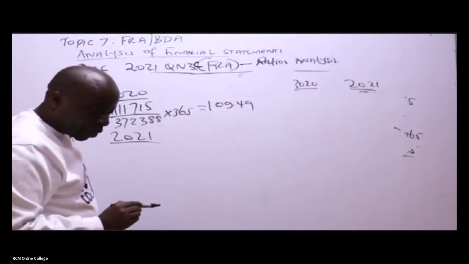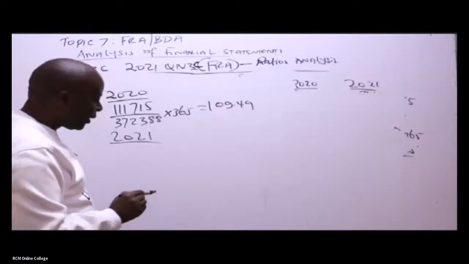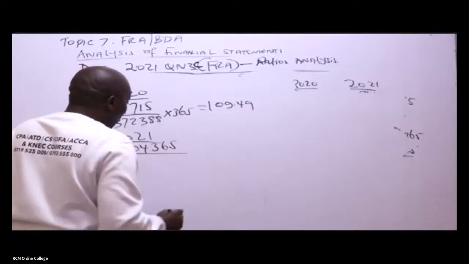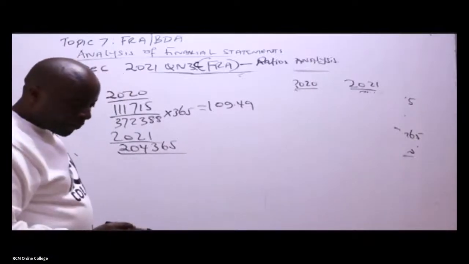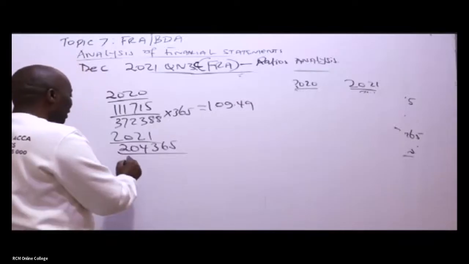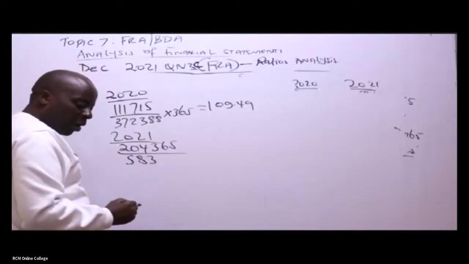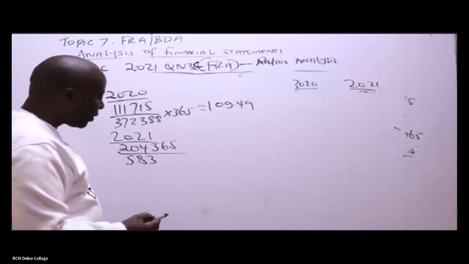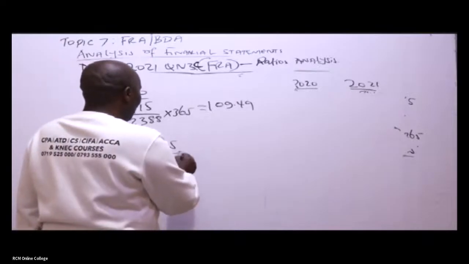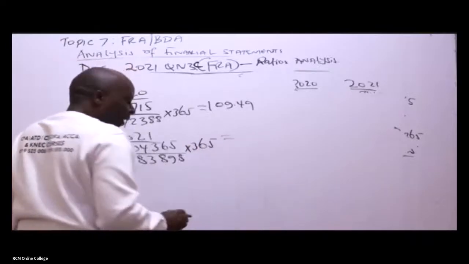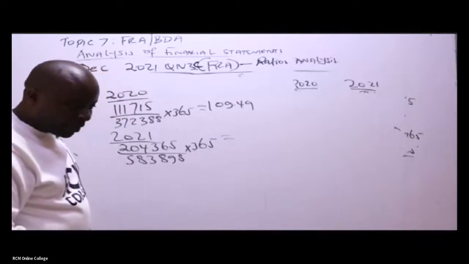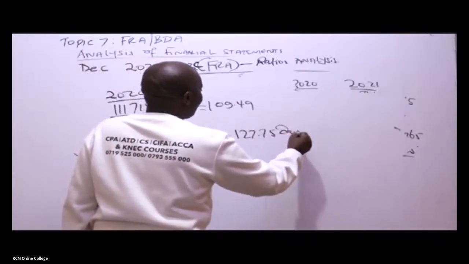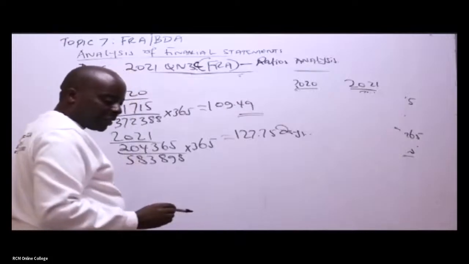2021, what do we have there? We have payables of 204,365. Divide this by the cost of sales of 2021, 583,898. Actually, in the next session, I will be looking at the interpretation bit of it. For now, let's just understand the computations. 898 times 365. This is what they did to be able to get the 127.75 days.